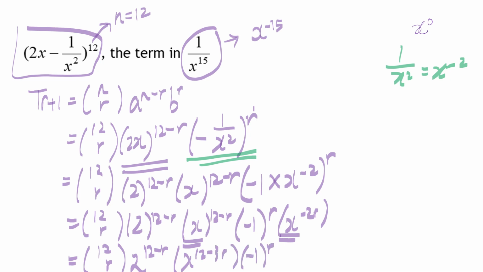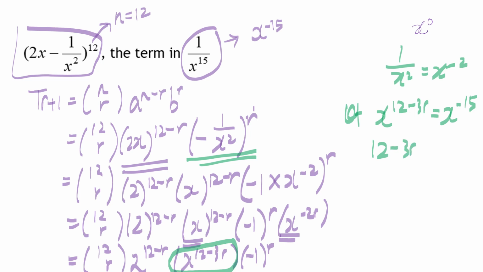What I'm interested in is letting this equal x to the power of negative 15. Therefore 12 minus 3r is equal to negative 15, negative 3r is equal to negative 27, and r equals 9. So we know that the term x to the power of negative 15 is the 10th term. We are finding the 10th term.